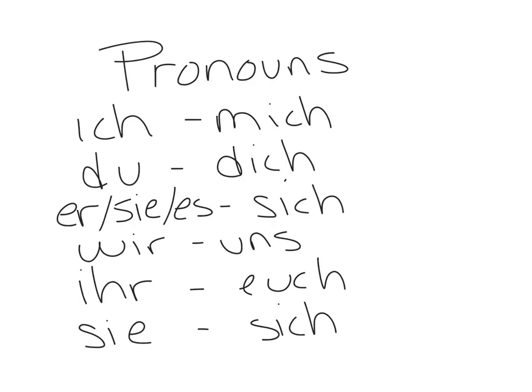Here you can see the accusative reflexive pronouns. If the subject is ich, then the pronoun would be mich. If the subject is du, then it's dich. If the subject is sie, es, or someone's name, or an object of any kind, then it is sich. If the subject is wir, then it is uns, ihr is euch, and sie, plural and formal, would be sich.